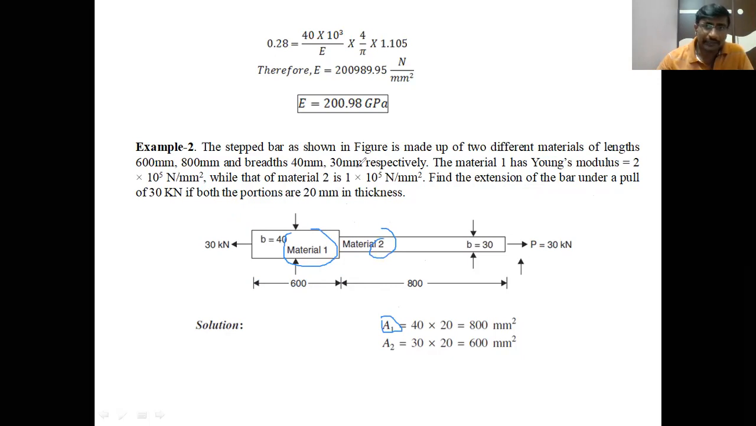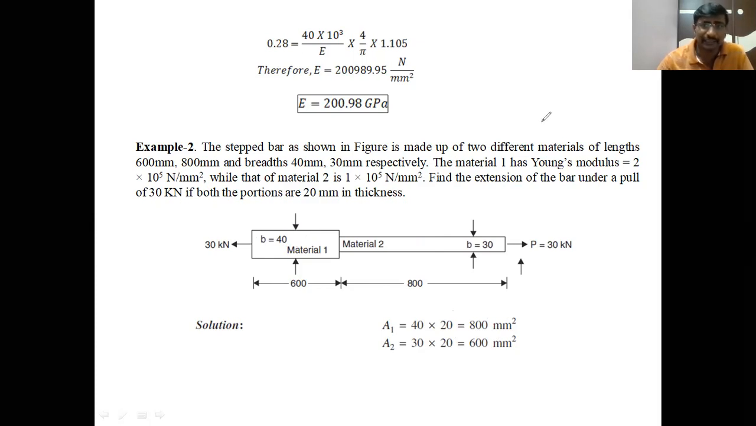How to calculate the area in this case? If it is a circular rod, the area formula is pi by 4 d square, but it's not a circular rod because the breadth is given and the thickness is given like this. The cross-sectional area is a rectangular cross-section. Breadth and thickness are given, therefore area is breadth into thickness. So 40 into 20, 800 mm square. For A2, the breadth is 30 mm and thickness in this direction is 20 mm. So 30 into 20 is 600 mm square. These are the cross-sectional areas of the two materials.